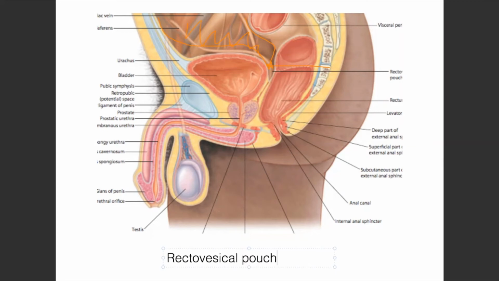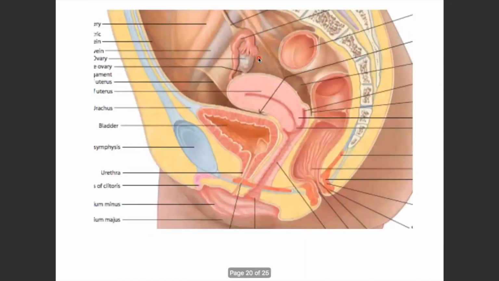The recto-vesical pouch is just for knowledge purposes. You should know it, there's not much to say. But you need to know that there is a recto-vesical pouch located in this area, right between the bladder and the rectum.